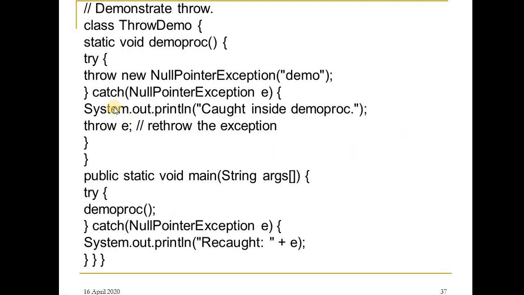So in this program, we are throwing the exception object twice. Once it is caught and handled inside demoProc. Again it is rethrown and it is caught by the main method's catch. So this is how this particular program executes. And this is how we can throw an exception object explicitly by using the throw keyword.